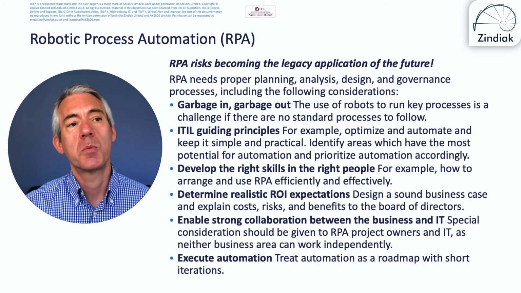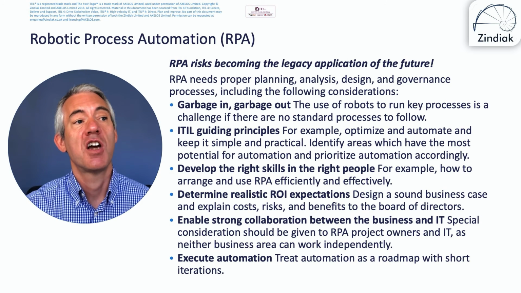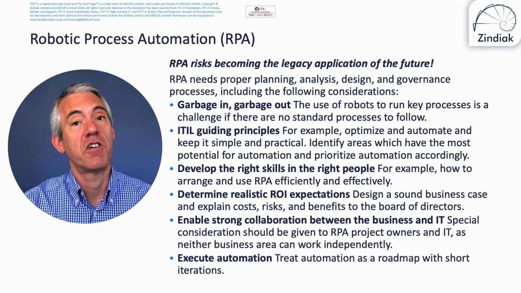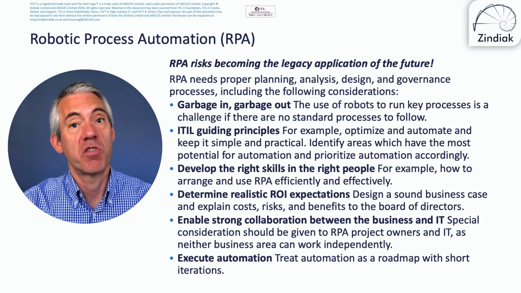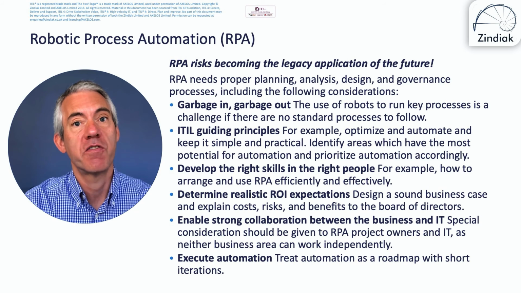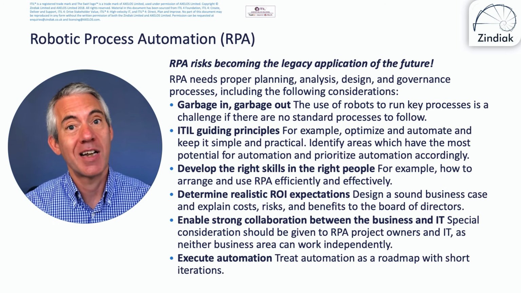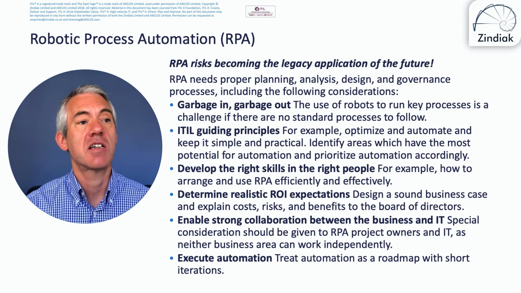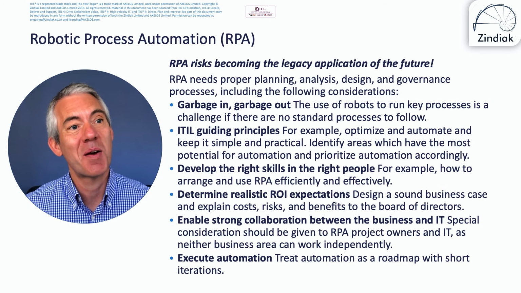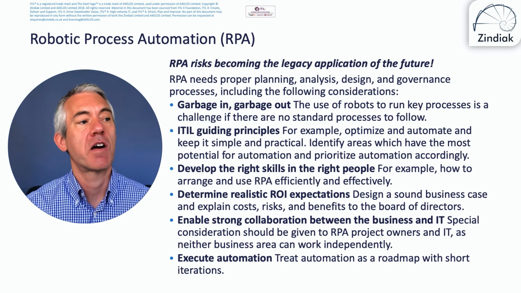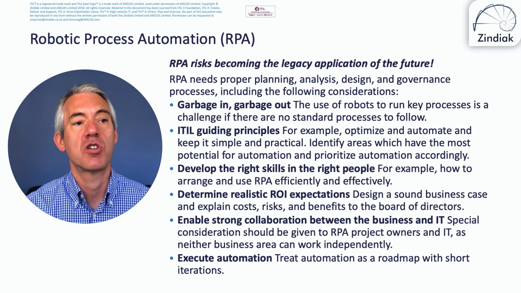So using robots particularly to run key processes is a challenge if there are no standard processes to follow. So we might need to create those standard processes in the first instance, maybe use workflow to have the humans performing them, make sure it's right, the optimize bit. In terms of optimize and automate, optimize first and then automate. Again, you don't want to be automating an unoptimized, inefficient process. Use the ITIL guiding principles, particularly optimize and automate, which I just mentioned. Also, keep it simple and practical. Identify areas which have the most potential for automation and prioritize automation accordingly.